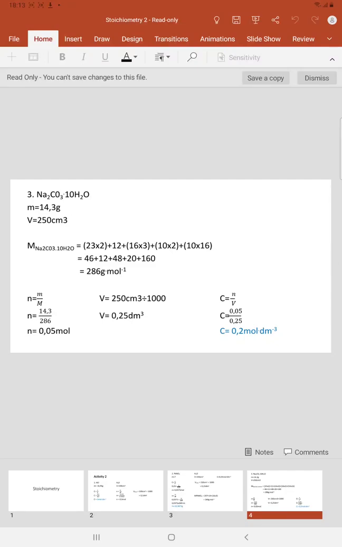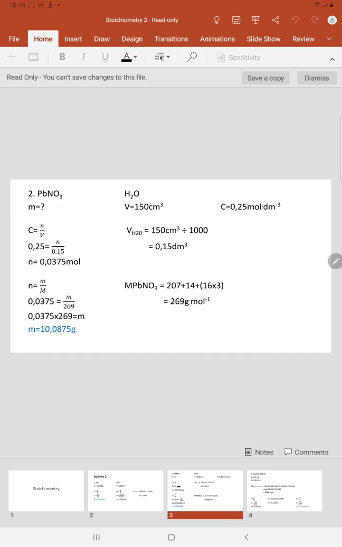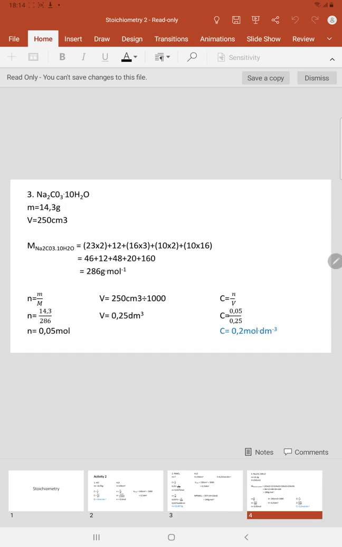When looking at this question, we can see that we have sodium carbonate mixed with 10 water, and this means that it is a solution. The mass is 14.3 grams and the volume is 250 cubic centimeters. Our first step would be to calculate the molar mass of the entire solution.